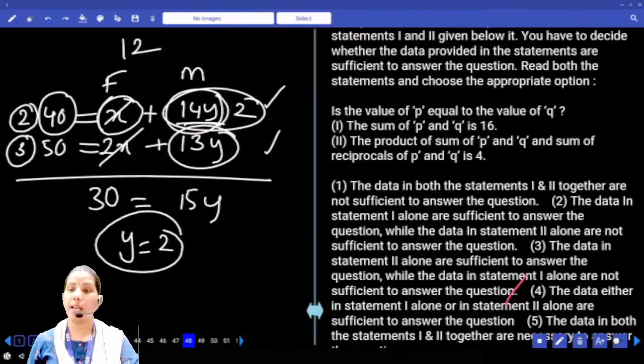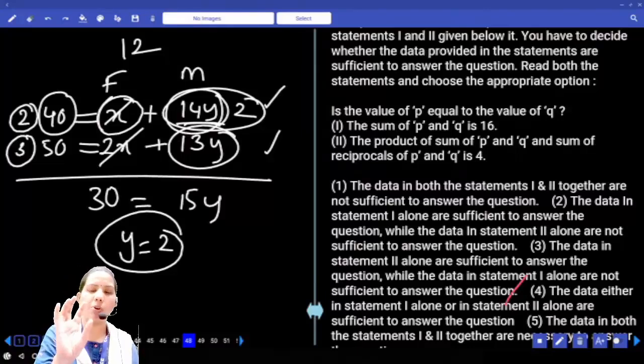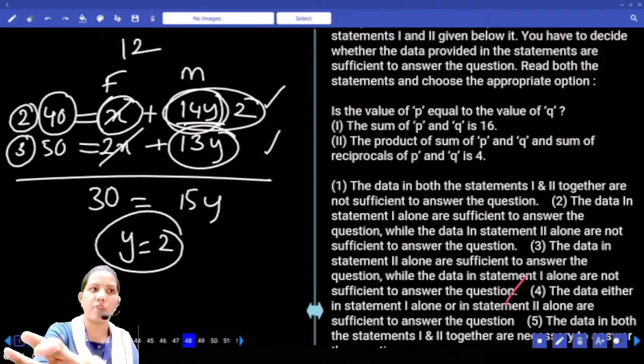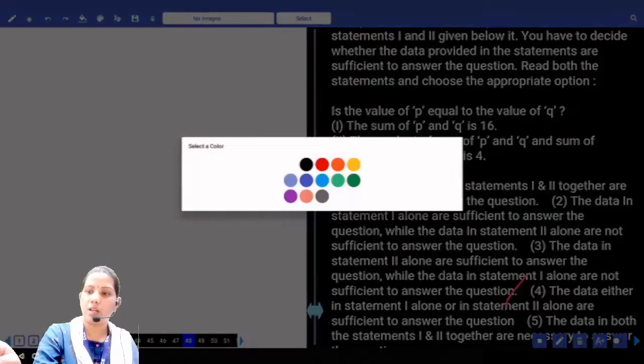Next question number 48. Is the value of P equal to the value of Q? The sum of P and Q is equal to 16. How many variables? 2 variables, with how many equations? 1 equation. 1 equation, 2 variables, definitely not sufficient. So the first statement is not enough; it is not sufficient to answer the question.